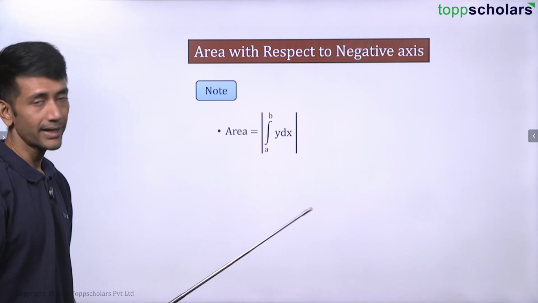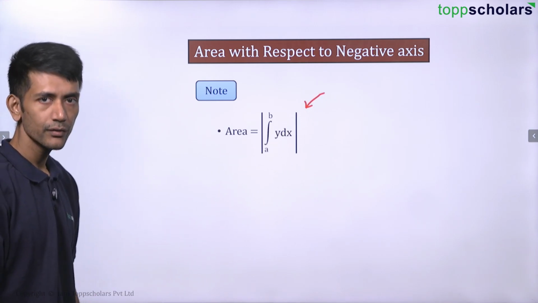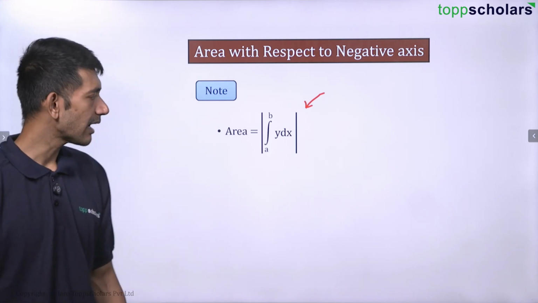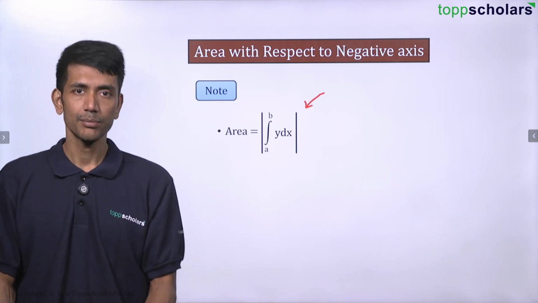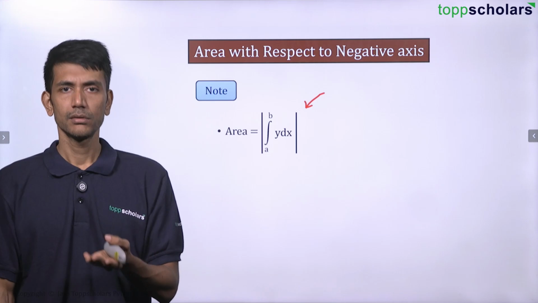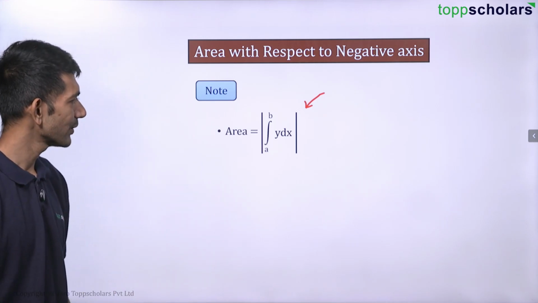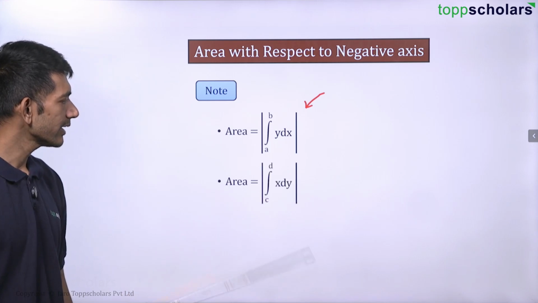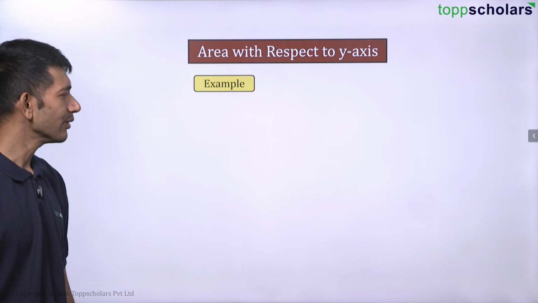So area, correct. As I mentioned in the previous slide as well, area is always positive. So whatever answer you get at the end after substituting the values of a and b, if the answer is negative, obviously we will not accept that. The answer has to be positive, correct? Why positive? Definitely positive because area is always positive, right? Okay, let's continue. So area is given by c to d x dy or a to b y dx.